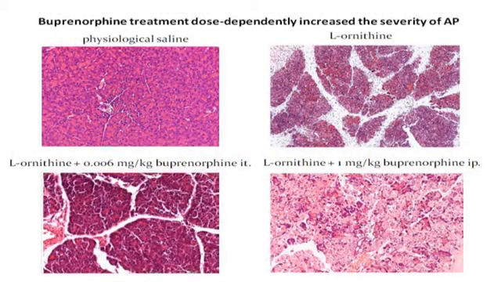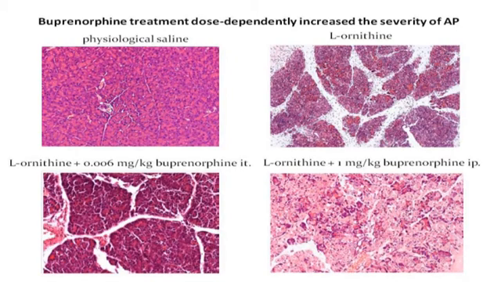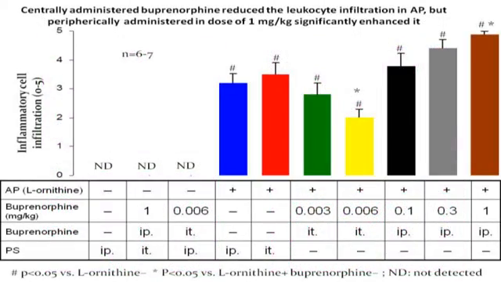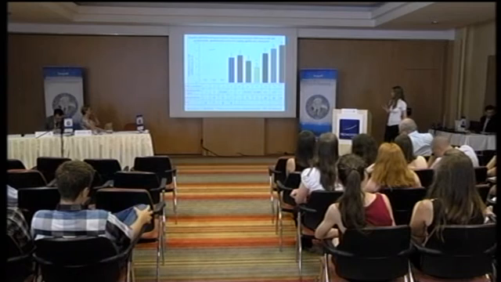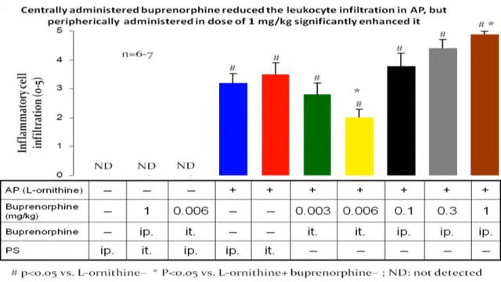There are the histology pictures. You can see that the buprenorphine-treated group has increased severity of pancreatitis, and intraperitoneal administration of 1 milligram per kilogram buprenorphine causes a more severe pancreatitis. Centrally administered buprenorphine reduced inflammatory cell infiltration with intrathecal administration, but when we use buprenorphine intraperitoneally, it significantly increased the level.